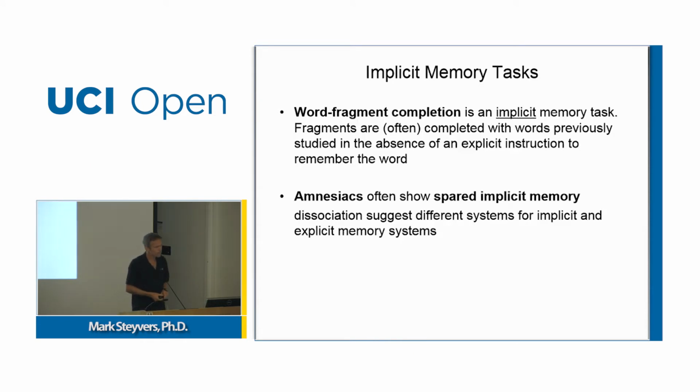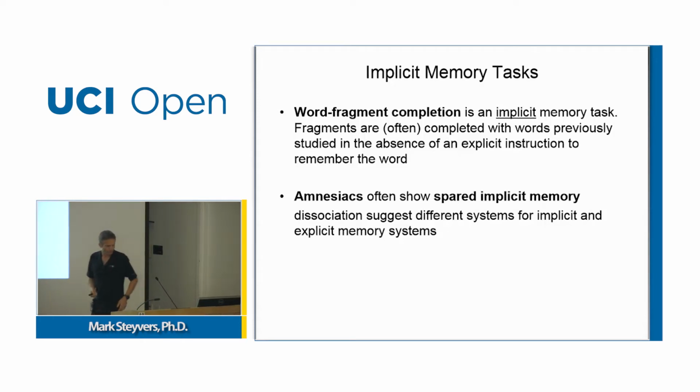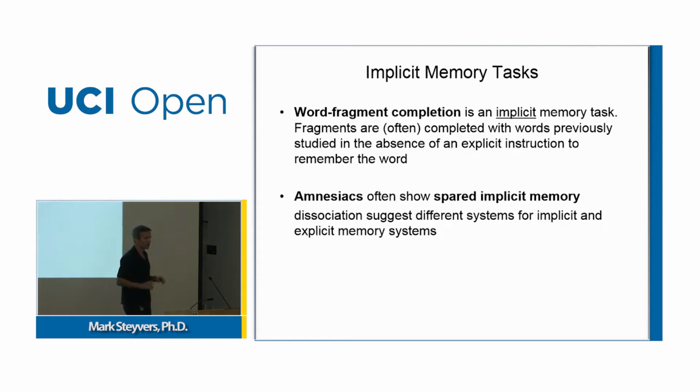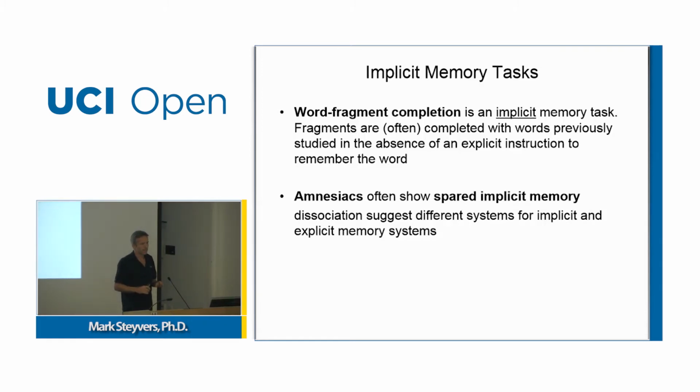Now, we talked about this word fragment completion task. Whenever you fill in missing letters or parts of the letters are obscured, the fragments are often completed. If you have multiple ways to complete it, people tend to complete it with the word that they've seen recently. You're not instructed to do it like that, but that's often the result because of these residual implicit memories.